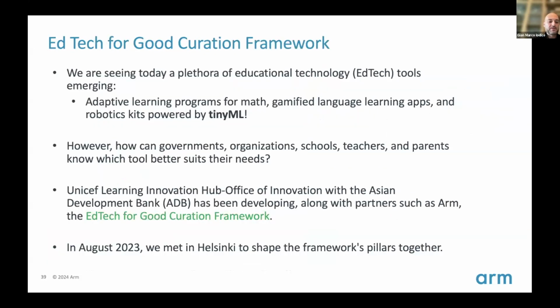And here, everything started from a conversation I had in August last year, where with other companies and with UNICEF, we were trying to shape the educational tech for good curation framework. If you look at education nowadays, there are many educational technologies and tools, and some of these are also powered by TinyML. But the most difficult aspect for governments and for organizations, also from people, is to understand the impact in learning. And they decided to create this framework to actually score these tools that are required for education.